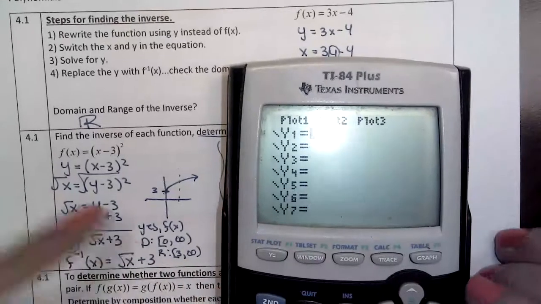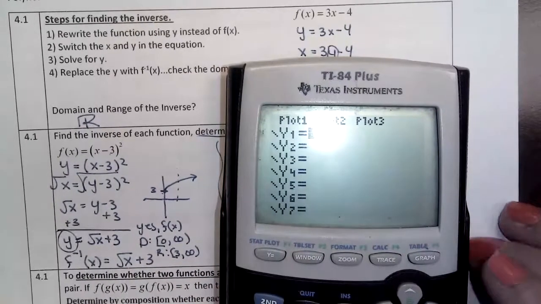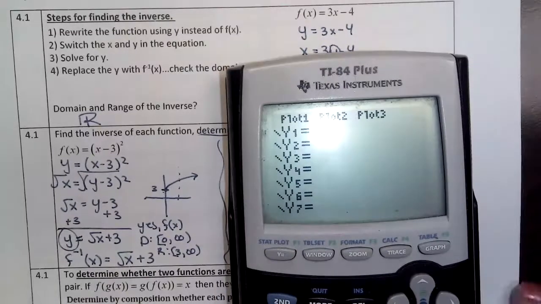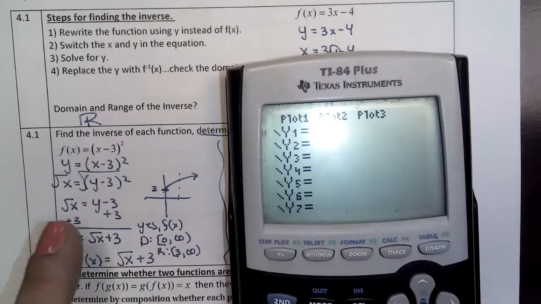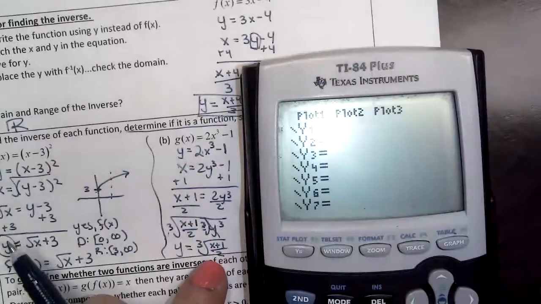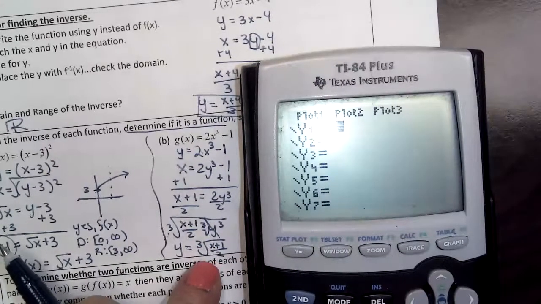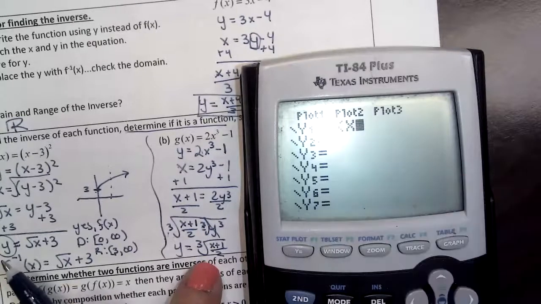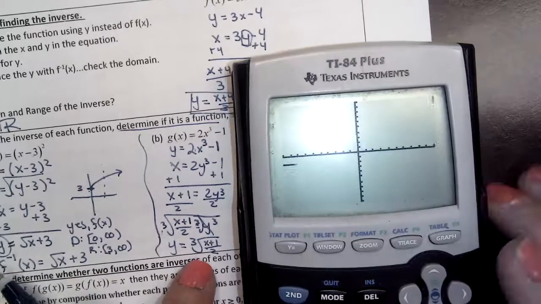And then I'll come back and show you what I forgot to do here, which some of you may have noticed already. So this is going to be the cube root. So it's going to be x plus 1 divided by 2. And that's going to be cubed root, which is to the 1/3 power. Okay. And I can go ahead and graph that.